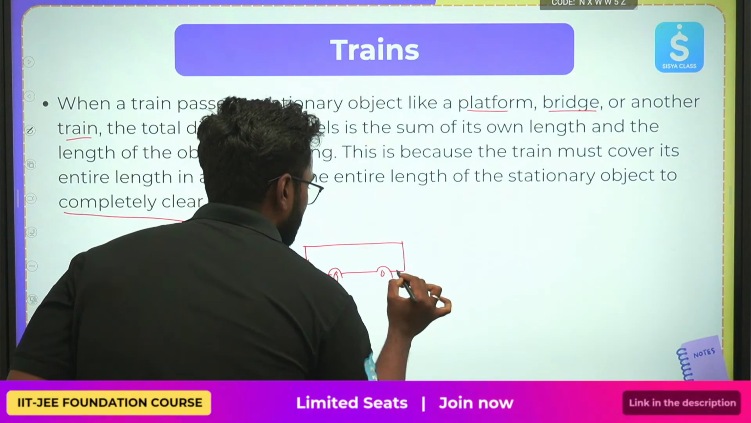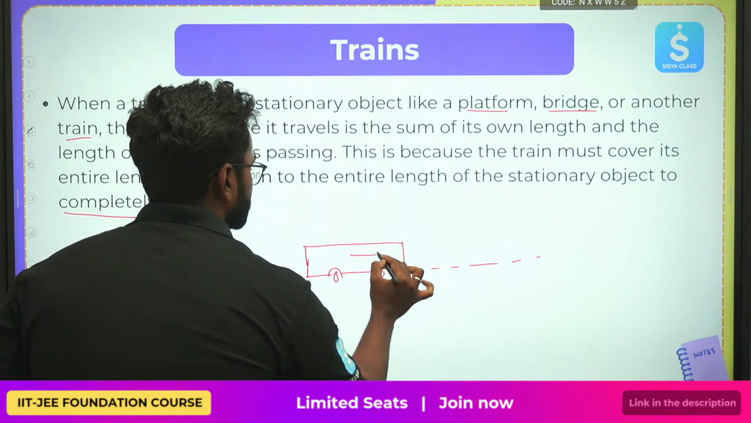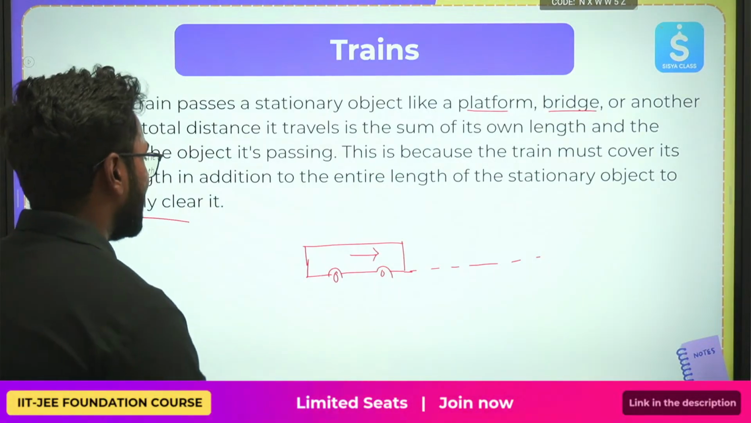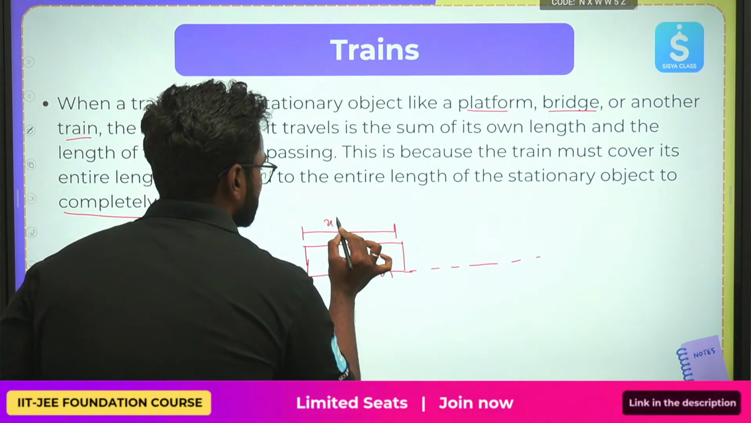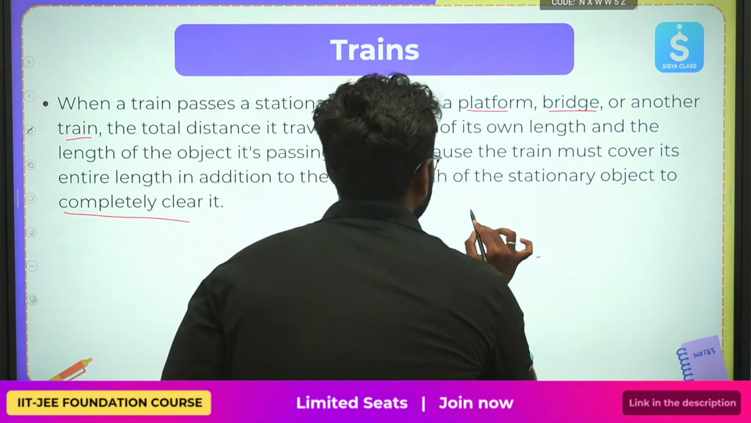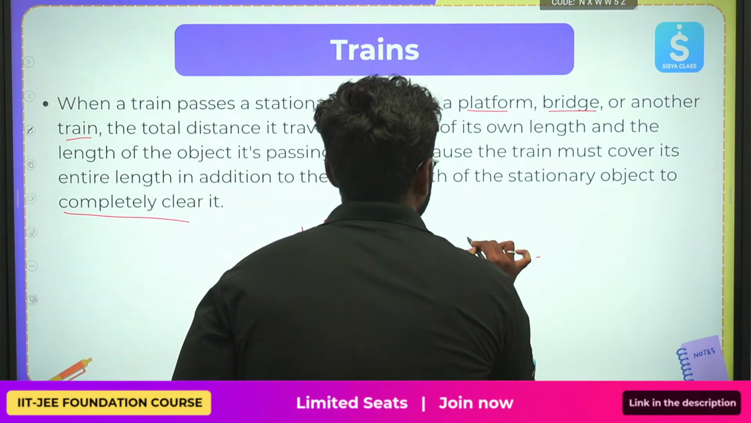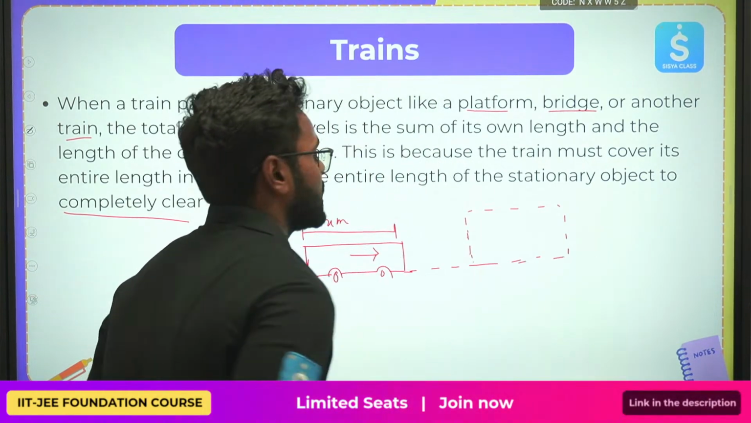So this is the train. It is moving in, let us say, this direction, right? A train definitely has some length of x meters. Now, it is going under a tunnel right now. Assume this is a tunnel, a tunnel of some kind.